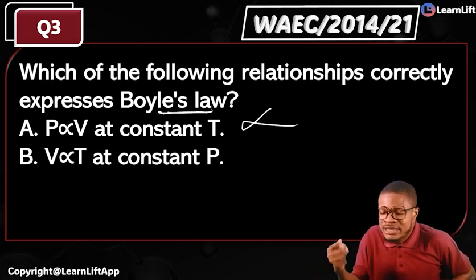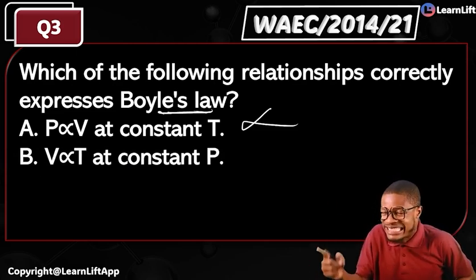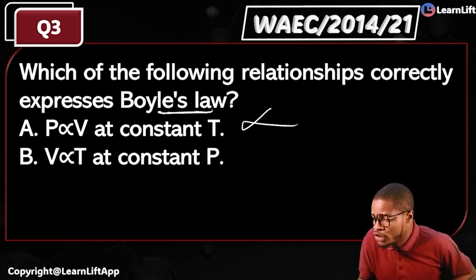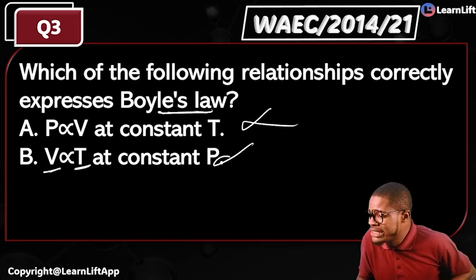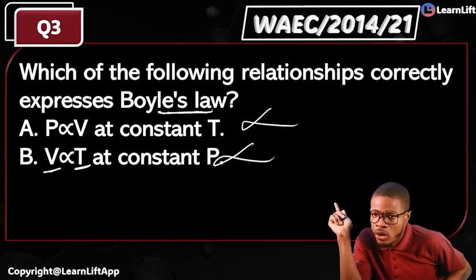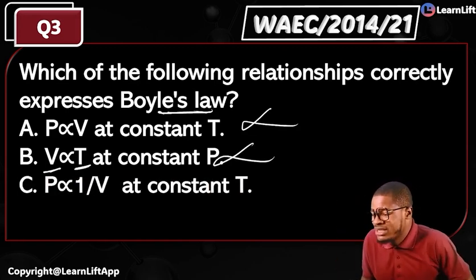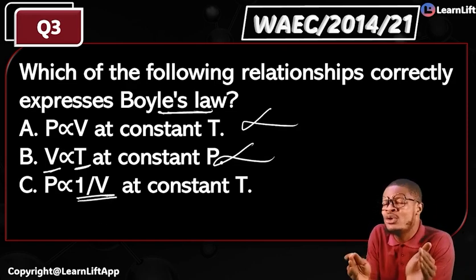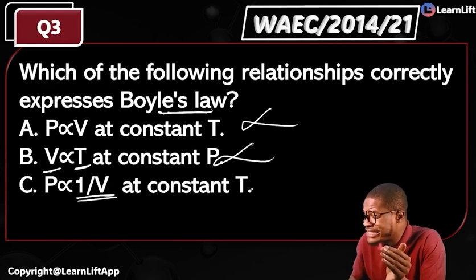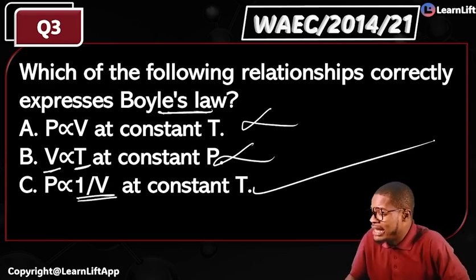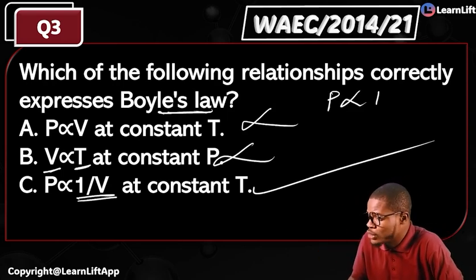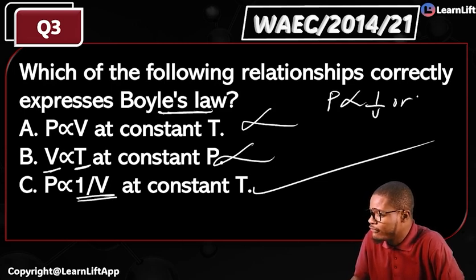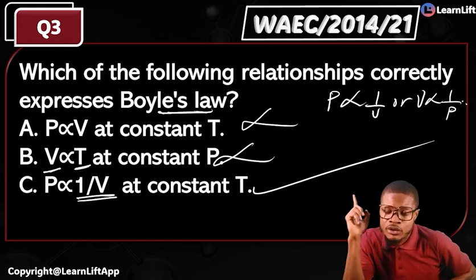Option B says volume is directly proportional to your temperature. Is volume directly proportional to temperature? No, this is not Boyle's law at all. Look at option C. Option C says pressure is inversely proportional to volume at constant temperature. Exactly. That's your Boyle's law. Either pressure is inversely proportional to volume, or you say volume is inversely proportional to your pressure. That's your Boyle's law for you.